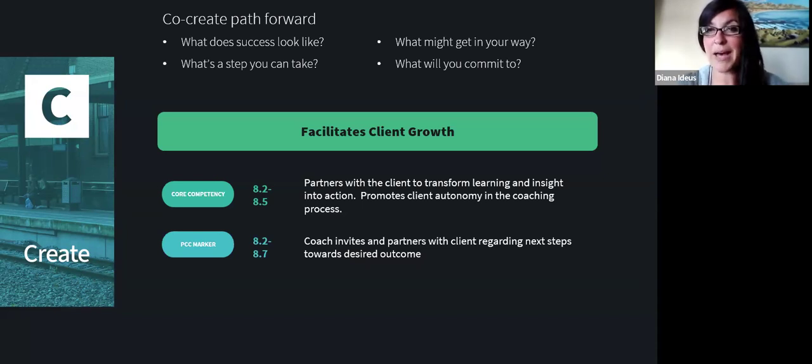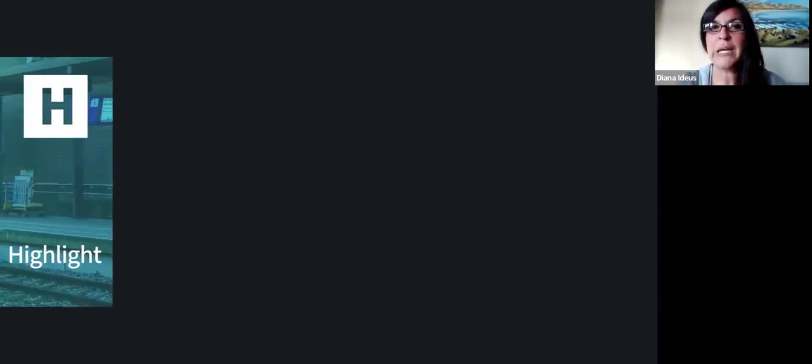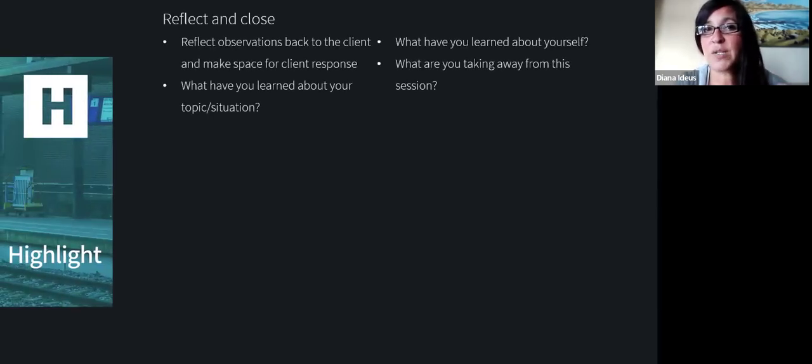So create that path forward, but then we need to wrap it up. We need to tie those bows. So reflecting observations back to the client and making space for the response. Your role as the coach is not just to ask questions, it's to say what you see, but you have to do so with what the ICF calls without attachment.